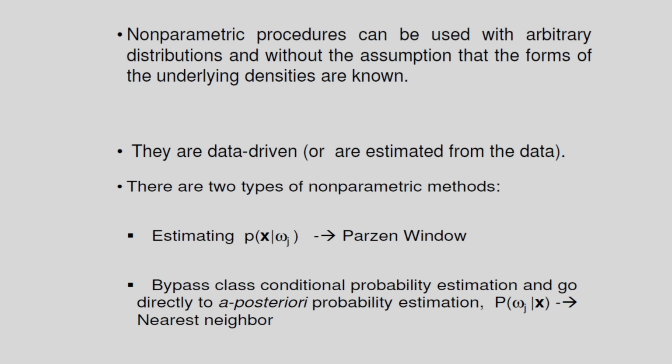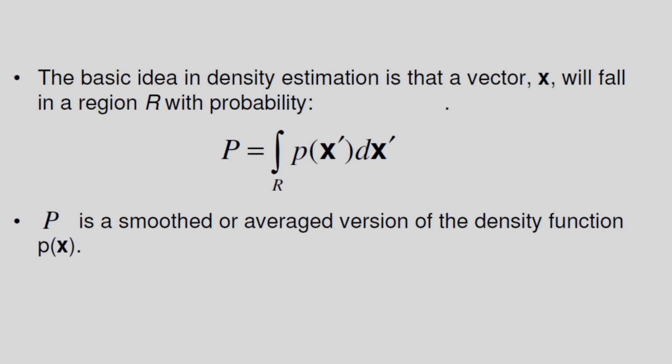In case of the non-parametric procedure, we have to estimate the probability of x given Wj. But in case of the k nearest neighbor technique, we can directly estimate this, because the ultimate objective is to determine the probability of Wj given x, that is the posterior probability. The basic idea in density estimation is that a vector x will fall in a region R with a probability P, that I am determining. P is a smooth or average version of the density function, which is p(x).